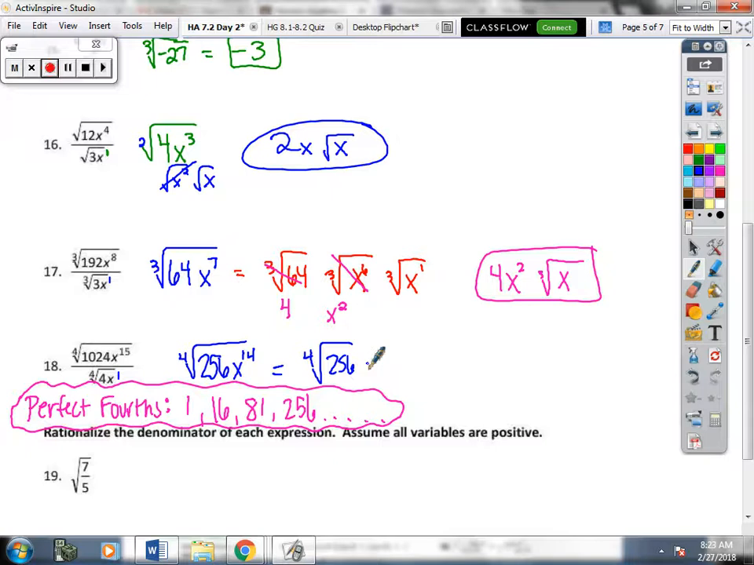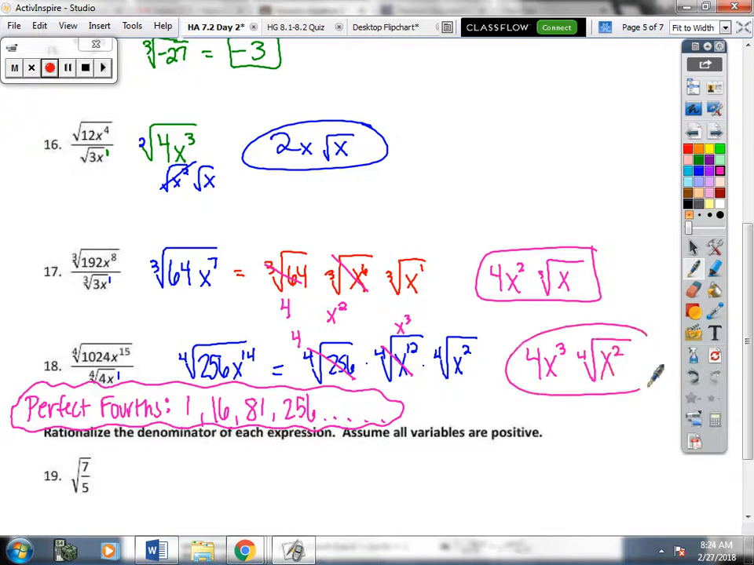Again, 14 is not divisible by 4, so work your way down. 13 is not divisible by 4, but 12 would be. So I would make this the 4th root of x to the 12 times the 4th root of, and then we just subtract. 14 minus 12, I'd still be left with an x squared under my radical. So this will be 4. This will be x cubed. So we'll have 4x cubed times the 4th root of x squared.